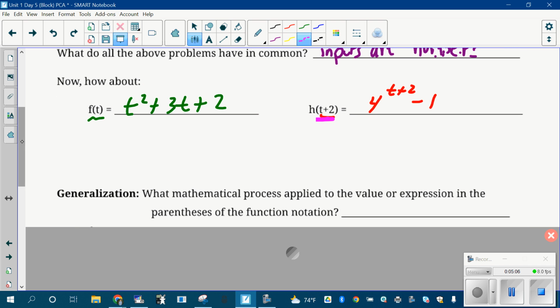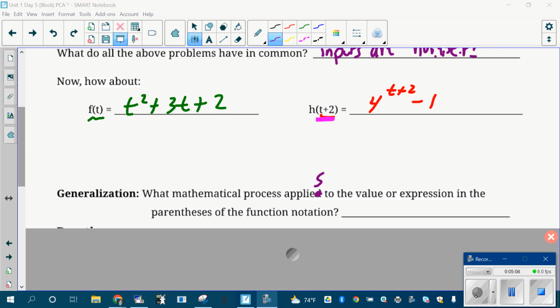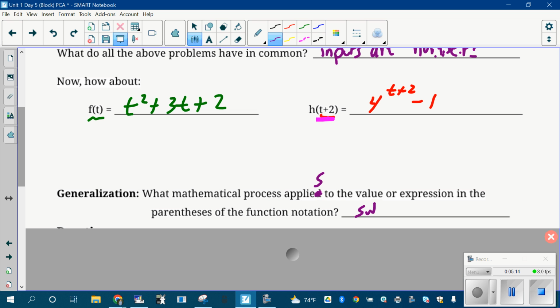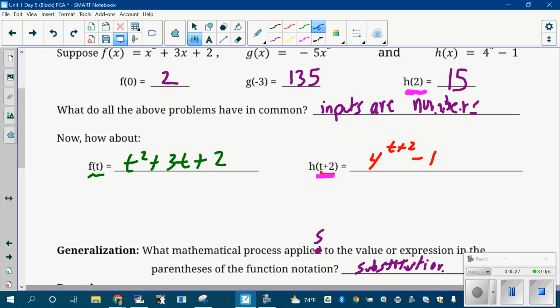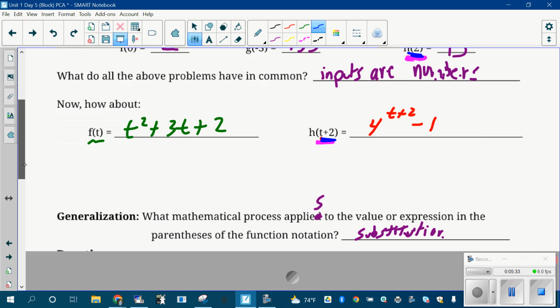In general, what I want you to think about us doing is substitution. We're sticking something in the place of a variable. Now, what can you stick in the place of the variable? You can stick a number, or you can stick other variables. Okay? But in either case, we're doing substitution.